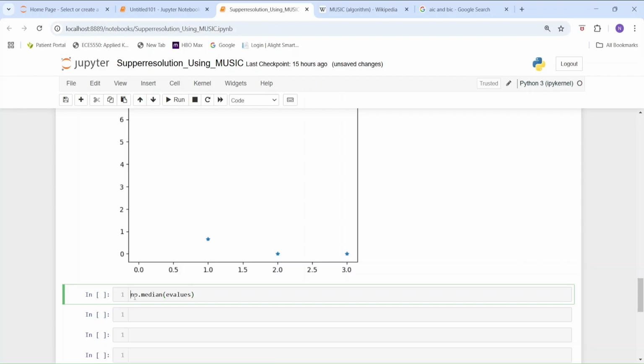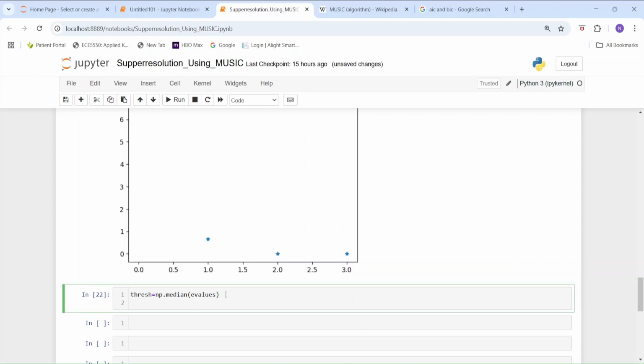Let's say this is our threshold. We are calculating a threshold from the median value of these eigenvalues. Then we are going to pass a condition here. Anything above that threshold value will be signal, and anything below that threshold is noise. So the number of signals, let's say n signals, is nothing but np.real, then we take these eigenvalues, and it's greater than this threshold. Anything above the threshold is signal, and it's going to give us true or false, right?